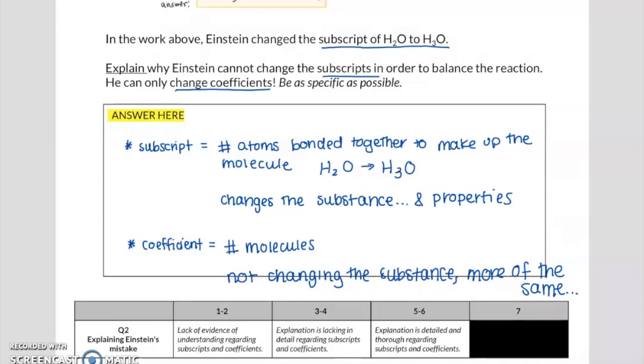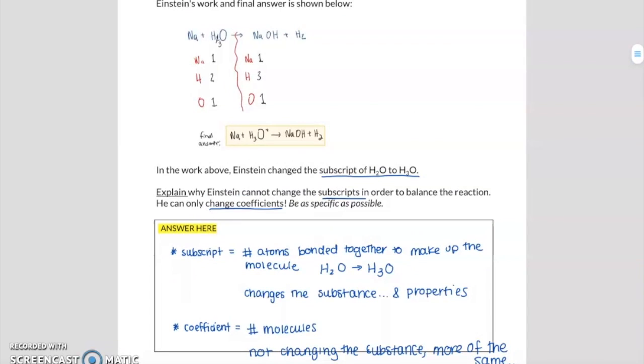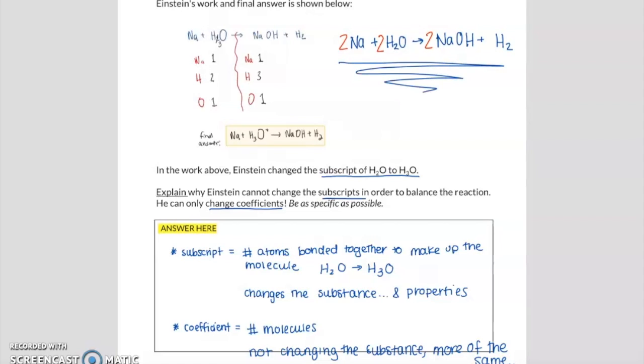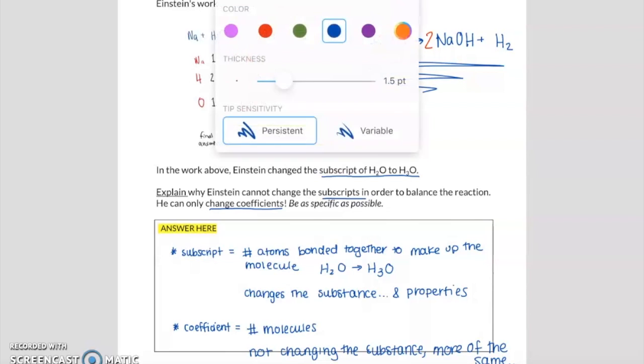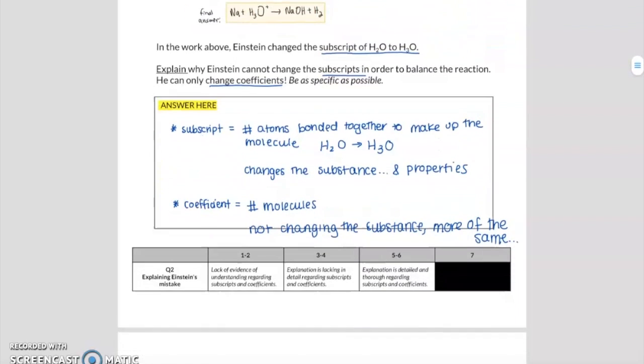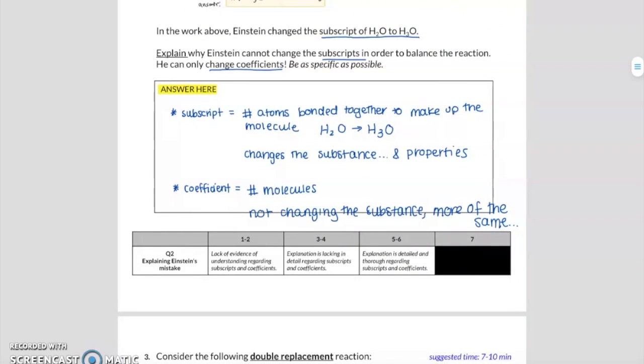Some of you in your answers even decided to come back up here and correctly balance the equation. The correct way to balance this equation would be by adding coefficients as seen here, but note that you did not have to do that for this question in order to earn full credit. So let's take a look at the rubric so that you better understand where this is coming from. In order to earn full credit over here in the 5-6, that's our highest category, you needed to explain both the subscript and the coefficient to be very complete. If you only explained either the subscript or the coefficient, that would put you in a 3-4 category.